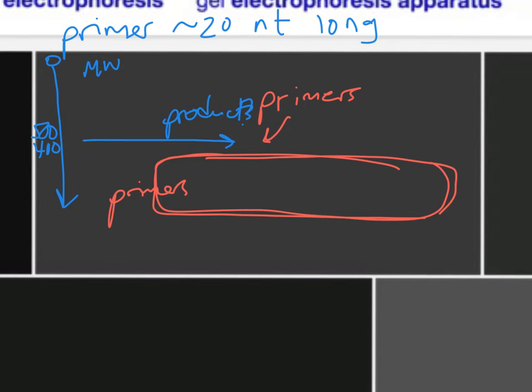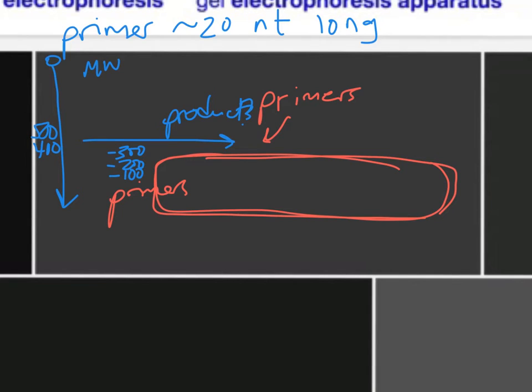So that's, I guess, 400, so that would be 300, 200, and 100 is the bottom band in the ladder. Yes. Yep. So the primers are about equal to or smaller than 100 base pairs, which is what we expect because, as I just suggested, primers are usually 20, 25 nucleotides long. It's the smallest piece of DNA you can visualize. It's there at the bottom of the gel.